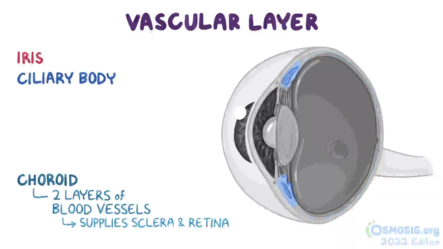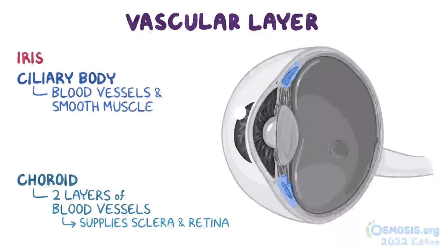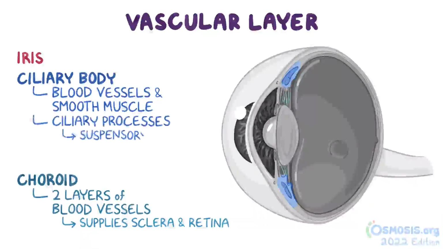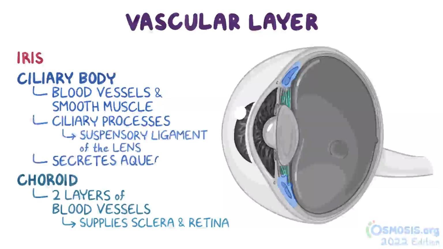The ciliary body is a thickening of the vascular layer made of blood vessels and smooth muscle, and attaches the choroid layer to the circumference of the iris. The internal surface of the ciliary body has projections called ciliary processes that serve as attachments for the suspensory ligament of the lens, which keeps the lens in place, while also secreting aqueous humor that fills the anterior chamber or smaller sphere of the eyeball.